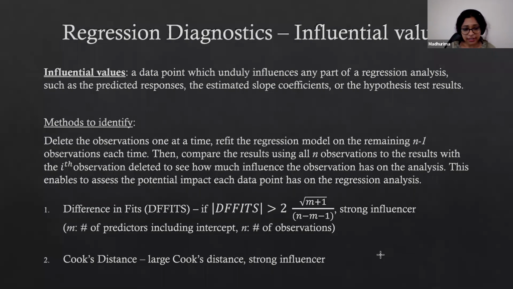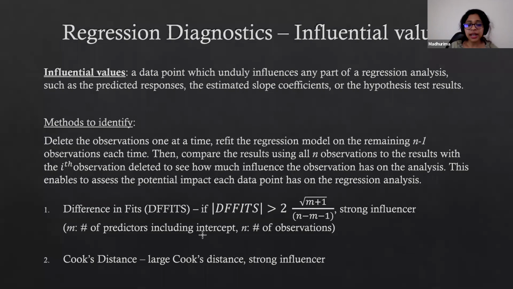As I was mentioning in the Q&A session, there are two very prevalent methods to identify this. One is the difference in fits, which is what I was mentioning as the DF fits, and another one is the Cook distance. The larger the difference in fits or the Cook distance is, the stronger your influence is. That means they are going to impact and affect your regression results. They're going to affect the estimated coefficients, and they're going to impact the model by itself.